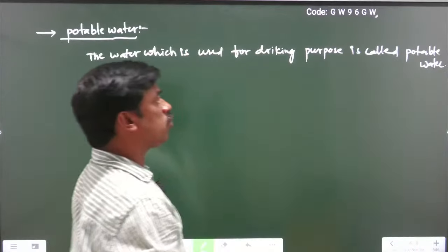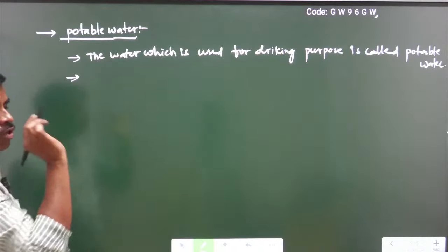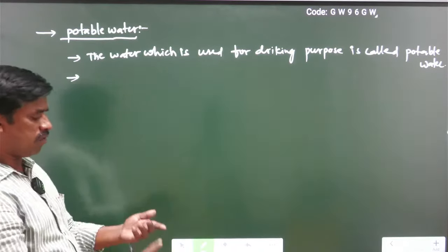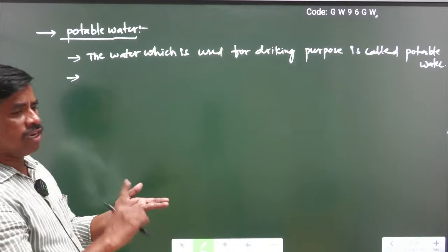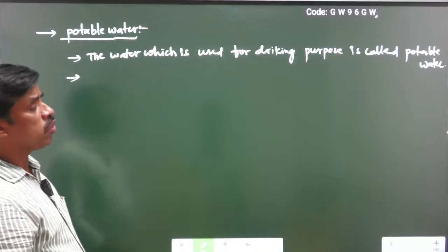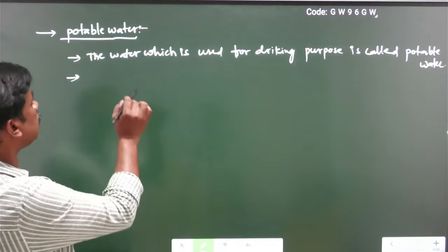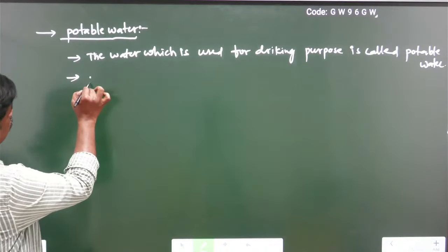Here before treating it as potable water, what more? Dissolved contaminants we need to remove compulsorily. Dissolved contaminants like calcium and magnesium salts, any other impurities, some sand impurities, mud impurities, etc. All impurities are removed from the water, then only the water is treated as potable water.